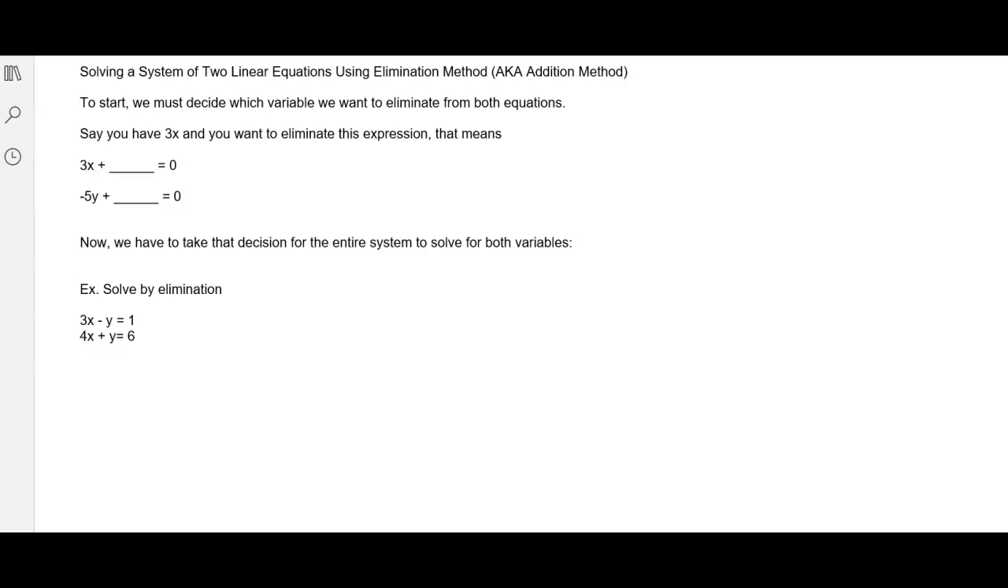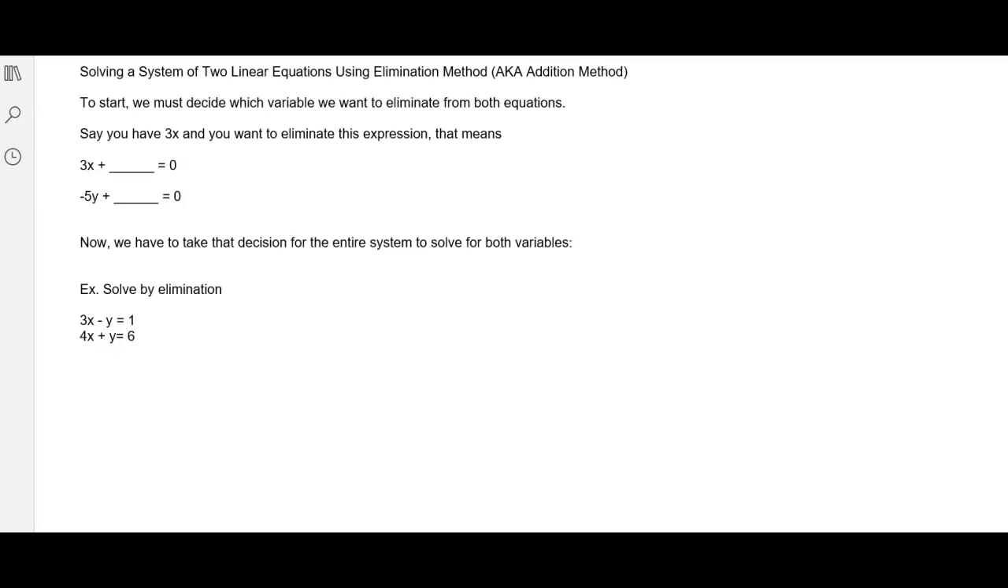We're going to learn how to solve systems of linear equations using the elimination method, also known as the addition method. First of all, we need to decide which variable we want to eliminate from both equations, but I will cover that in a little bit.